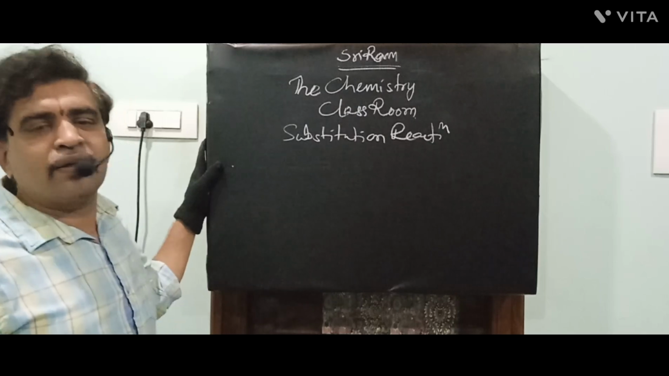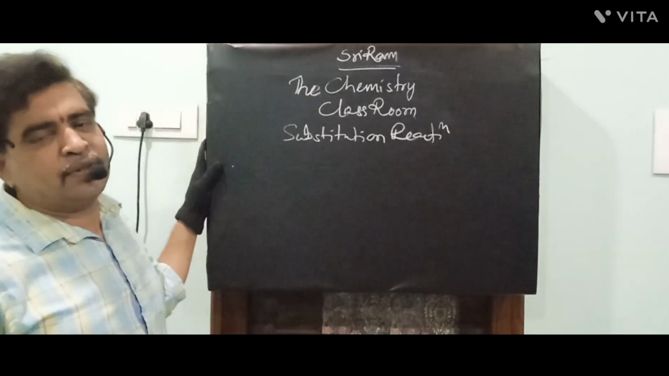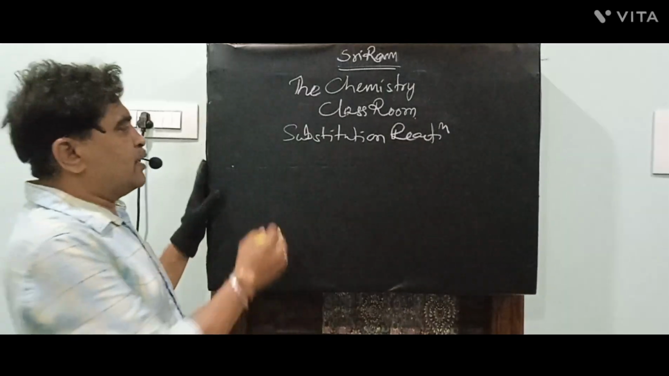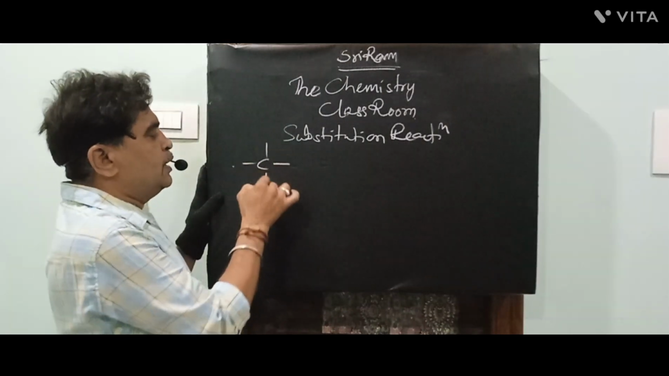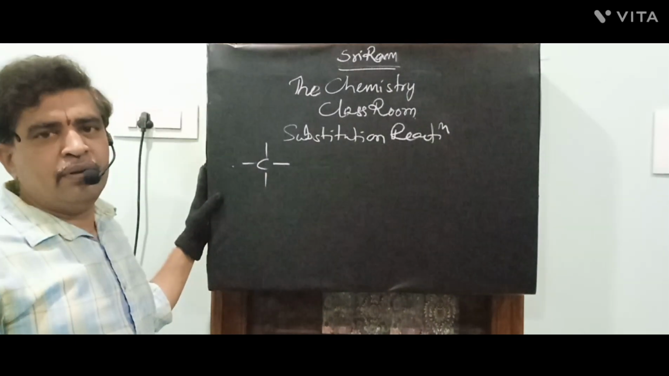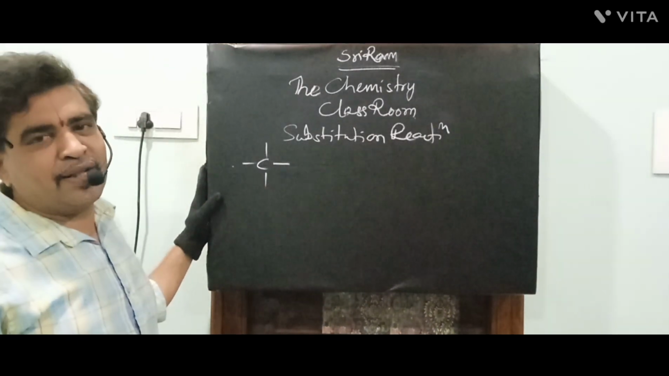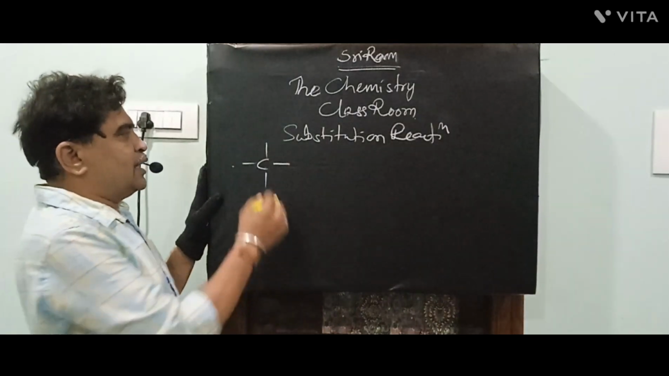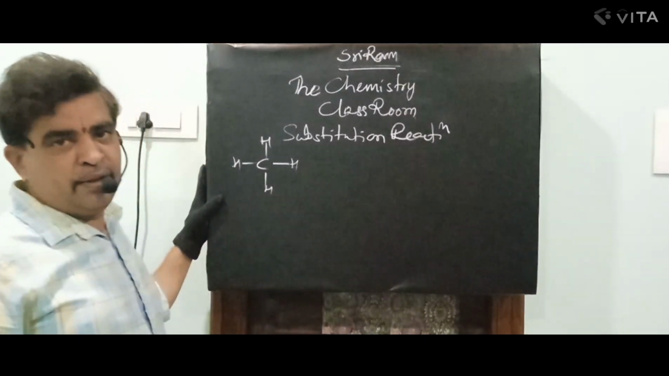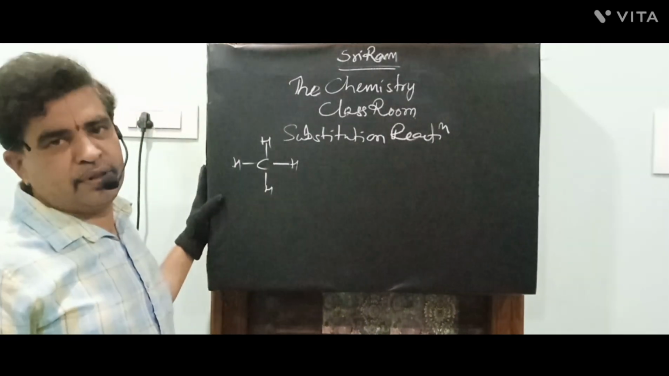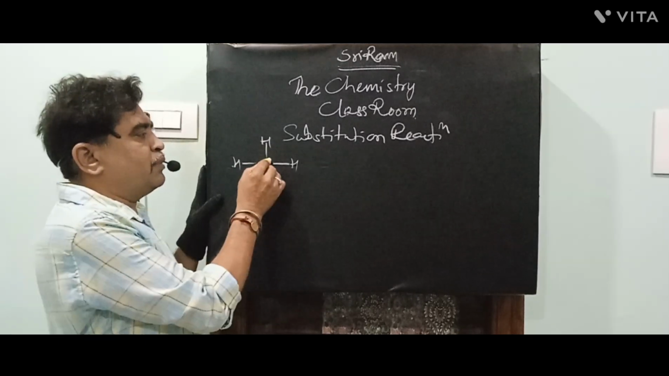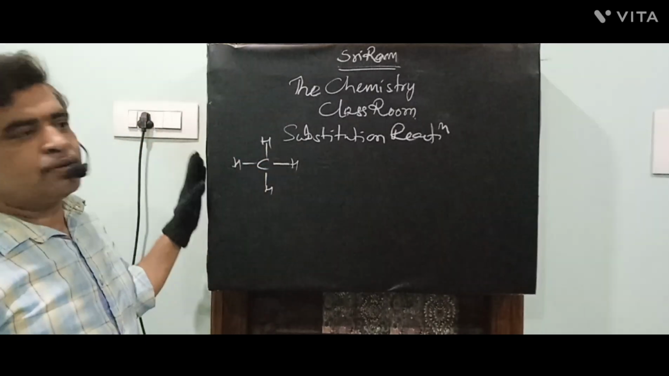Generally, saturated organic compounds undergo substitution reactions. What is saturated? Generally the carbon forms 4 bonds. If 4 atoms or groups are attached to the carbon, that carbon is called saturated carbon. For example, take methane. The carbon is bonded with 4 hydrogens, so this carbon is called saturated carbon.